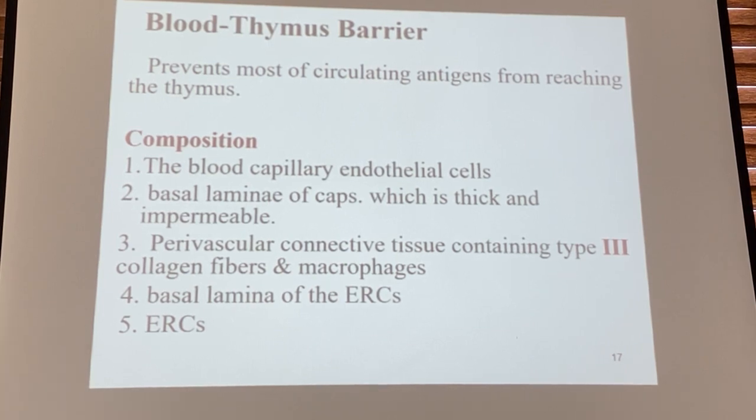So there is perivascular connective tissue in between the capillary and the ERCs, the epithelial reticular cells. So the fourth component is the basal lamina of the ERCs, and lastly the ERCs. So it means 2 types of different cells with their lamina, and in between there is perivascular connective tissue containing type 3 collagen fibers and macrophages.